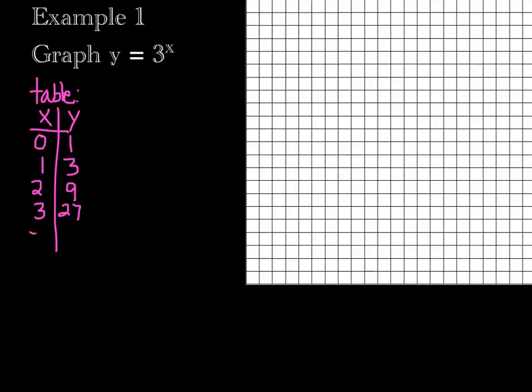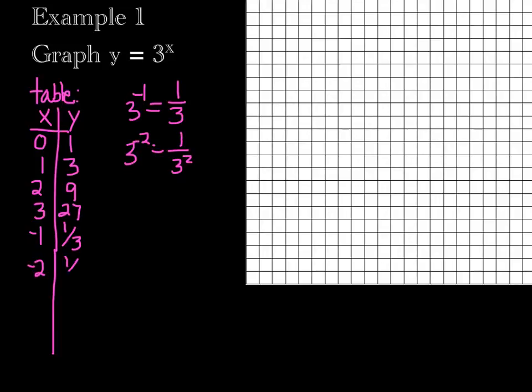If x is negative 1, 3 to the negative 1 power. Remember, the negative 1 power means take the reciprocal, so 3 to the negative 1 is 1/3. 3 to the negative 2, remember that's the reciprocal of 3 squared, so that's going to be 1/9. If I had negative 3, that would be 1 over 3 cubed, 1 over 27. So it's getting tinier and tinier and tinier, but it will never go negative. It will never hit 0, and it will never go negative.